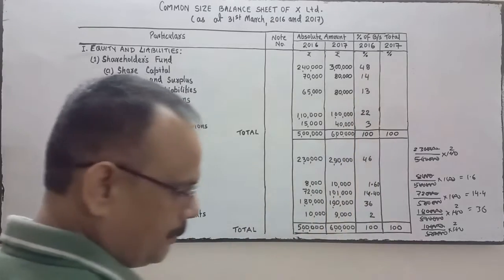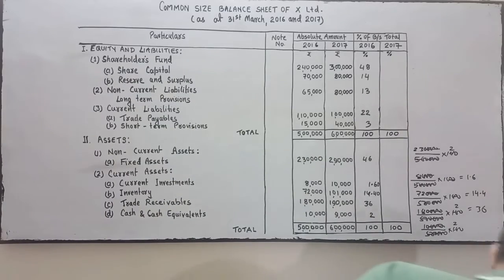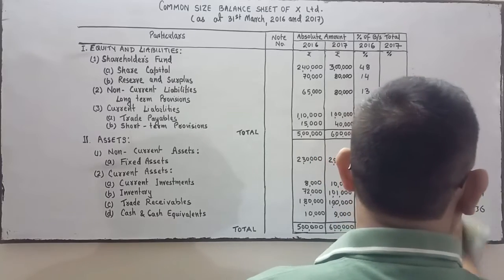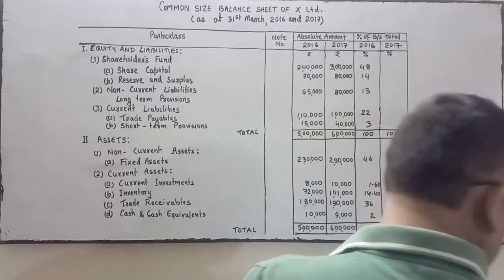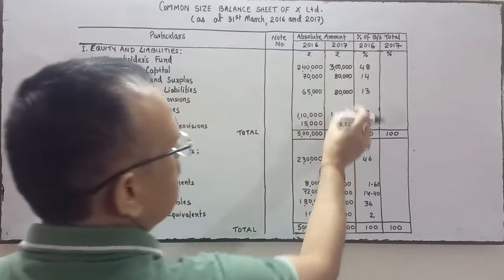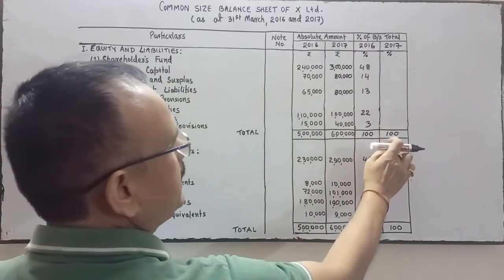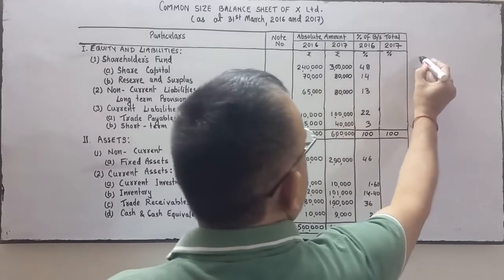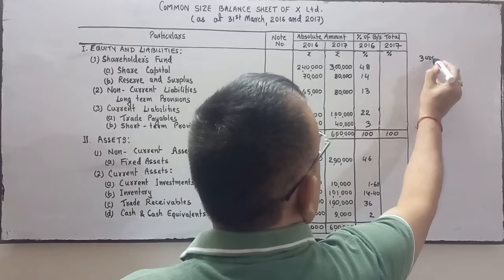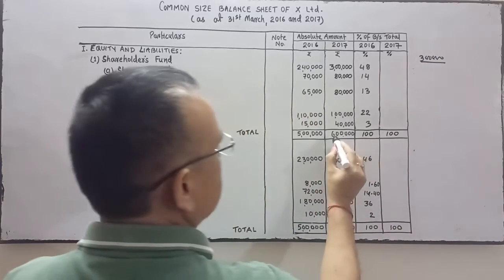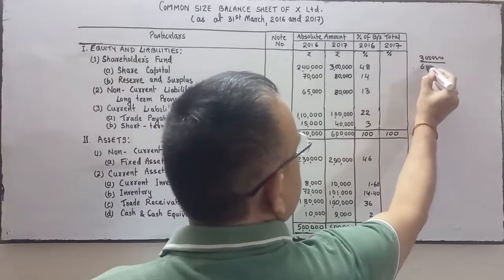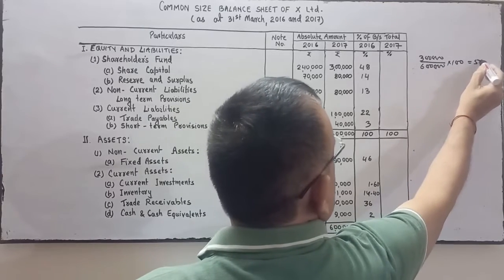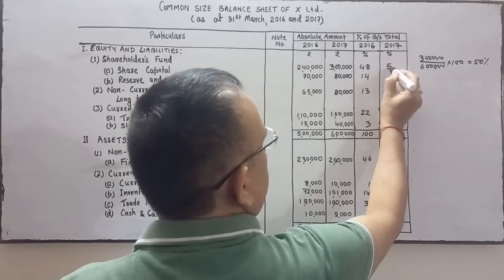Now come to the figure of 2017. The same way we do the calculation for the year 2017. So for 2017, we will see this line. This is the line of 2017. Take it 100. Total will be taken as 100. Now start calculation. 3 lakhs is the share capital and total equity and liability is 6 lakhs into 100. So it's 50%.